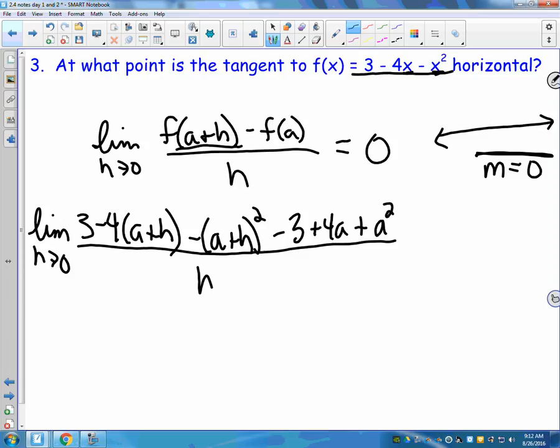Now I do a lot of algebra. I want this to equal 0 at some point. I'm really bad at rewriting limits every time. I'm going to try to do it. I'm going to get 3 minus 4a minus 4h.